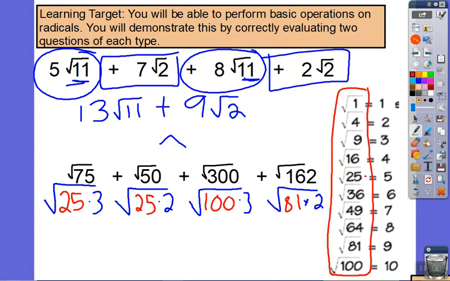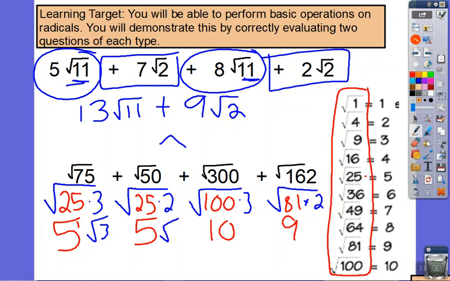Okay, so I'm going to simplify all these. So what makes 25 is a big 5. What makes 25 is a big 5. What makes 100 is a big 10. What makes 81 is a big 9. And all those other blue ones are going to stay inside. So that 3, that 2, that 3, and that 2 are still going to stay inside. I also still have my pluses.